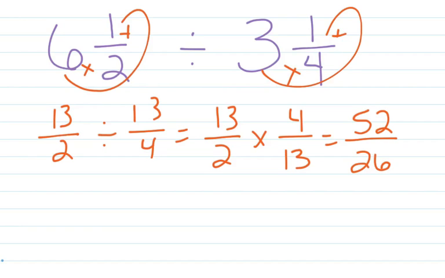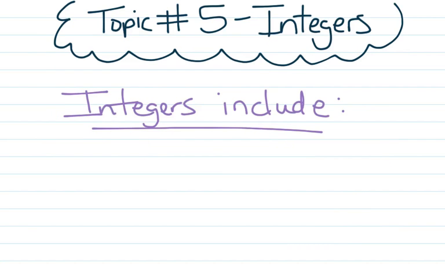So then simplify 52 divided by 26. I do happen to know that. It's 2 even. So make sure you're using those calculators, and anytime you have a mixed number, you're keep, change, flipping. Okay, topic number 5 are integers.